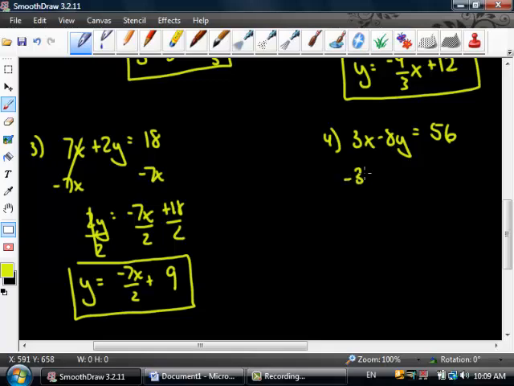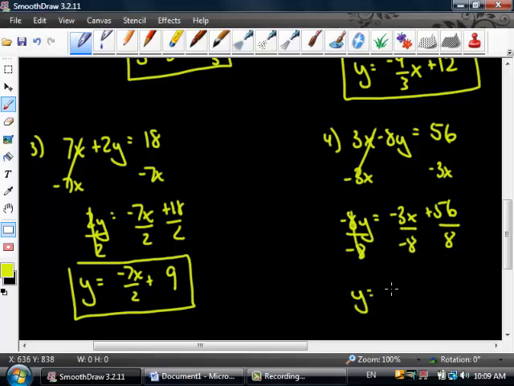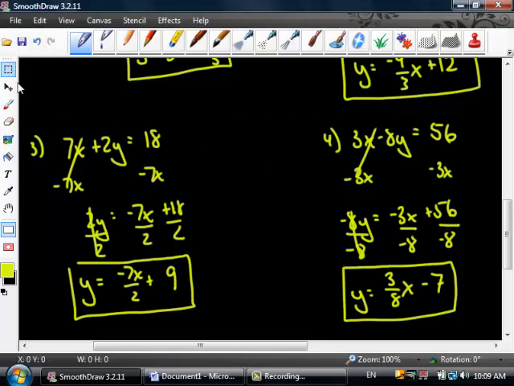Same thing with number 4. I'm going to subtract 3x from both sides. So I've got negative 8y equals negative 3x plus 56. Divide everything by negative 8. So I got y equals positive 3 over 8x, and this should be negative, so it should be minus 7. Raise your hands if you got this as your answer. y equals 3/8 x minus 7. Good. All right.